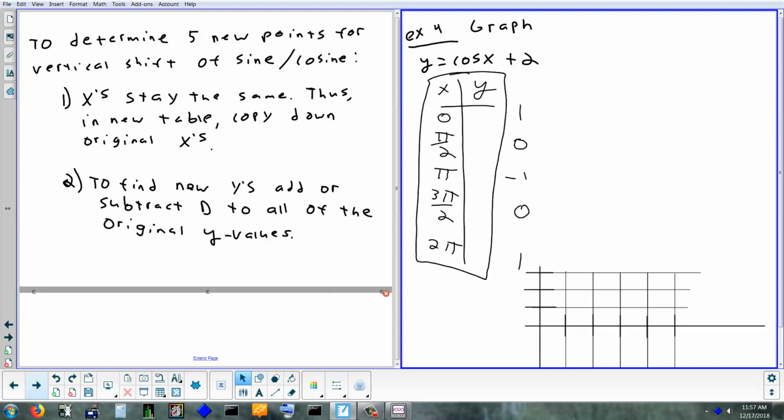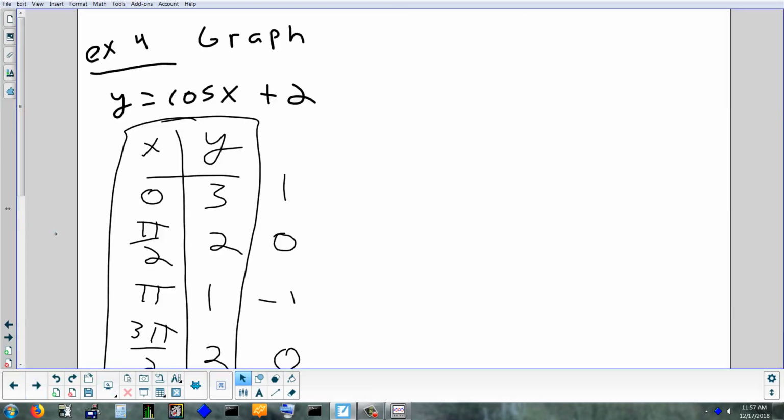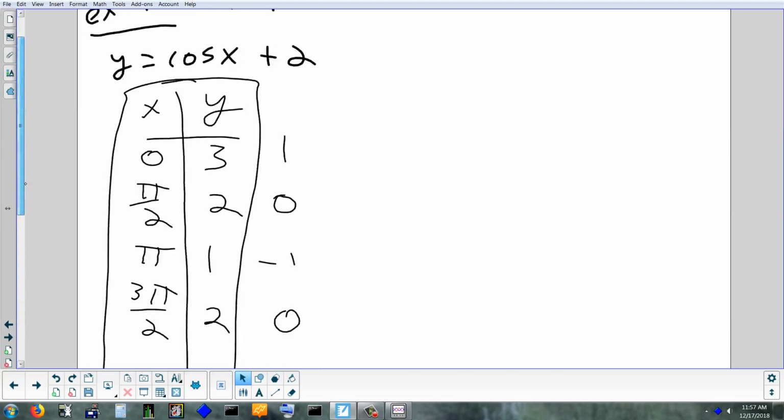And now, Alec, what am I going to do to all of these y values? Just add 2 to them. Just add 2. So I'm going to get 3, 2, 1, 2, 3. Done. That's it. That's the whole table. Just add 2, as long as I did it correctly. Yep. Any questions on that one?